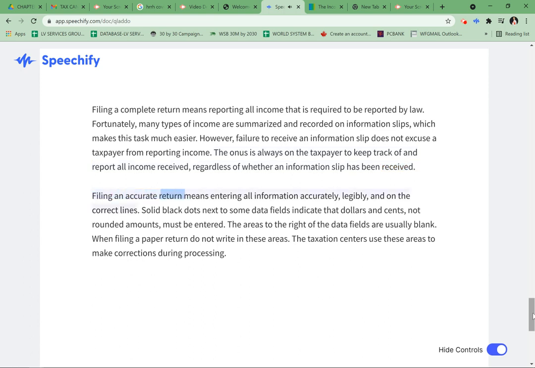Filing an accurate return means entering all information accurately, legibly, and on the correct lines. Solid black dots next to some data fields indicate that dollars and cents, not rounded amounts, must be entered. The areas to the right of the data fields are usually blank. When filing a paper return, do not write in these areas. The taxation centers use these areas to make corrections during processing.